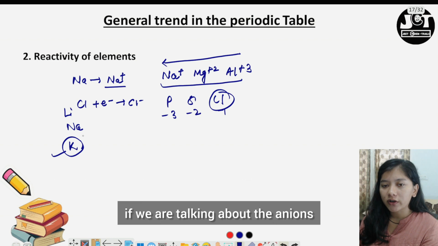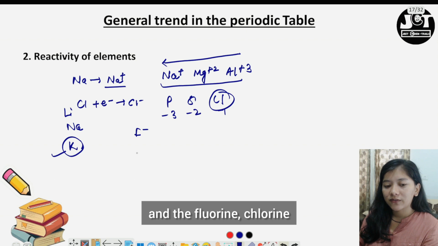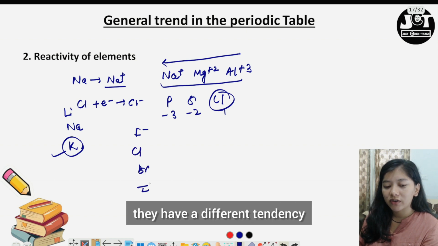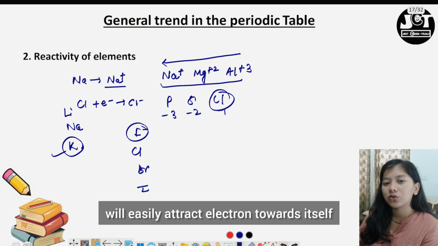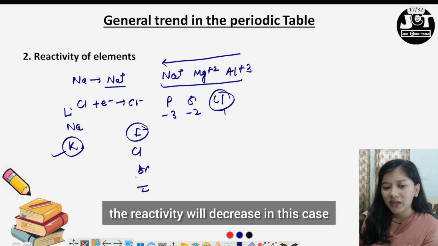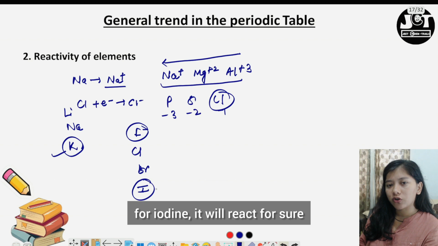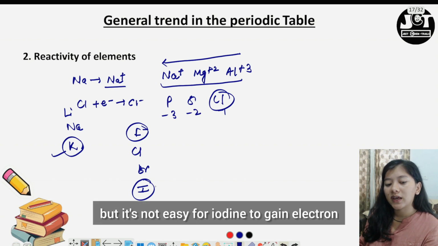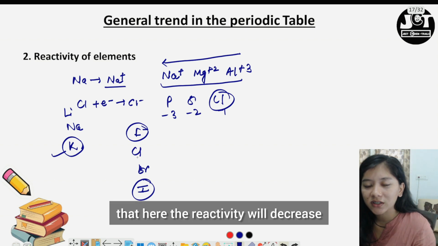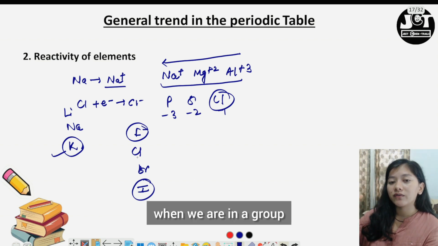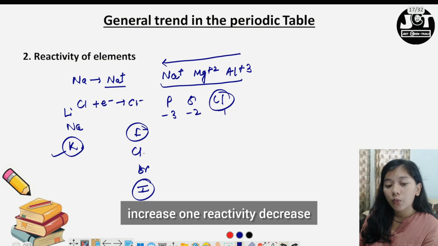In the same way, if we are talking about anions, they tend to gain electrons. Fluorine, chlorine, bromine and iodine have a different tendency. Out of them, fluorine is the most electronegative and will easily attract electrons towards itself. Because of that, the reactivity will decrease in this case. Why? Because iodine will react for sure, but it's not as easy for iodine to gain an electron like the other one. So just remember that here the reactivity will decrease when we are in a group. So we have 2 types of group, one where reactivity increases, one where reactivity decreases, okay?